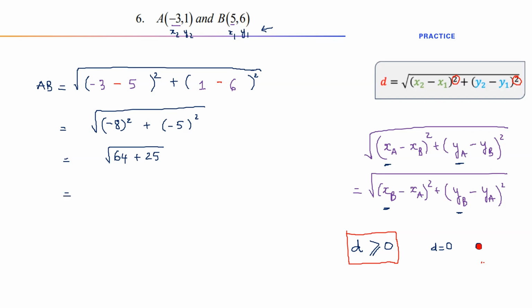Now this one equals the square root of 64 plus 25, which is 89. Square root of 89. And this one is greater than 9, because square root of 9 is equal to square root of 81.